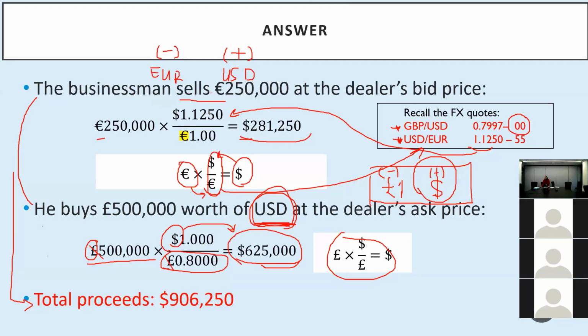So in the first transaction, we have the quote of the euro in terms of the USD. So it's easier for me to talk in terms of the euro, okay? In the second transaction, because we are given the quote of the USD in terms of the pounds, it's easier for me to talk in terms of the USD, right? So the USD is the commodity currency in this case.